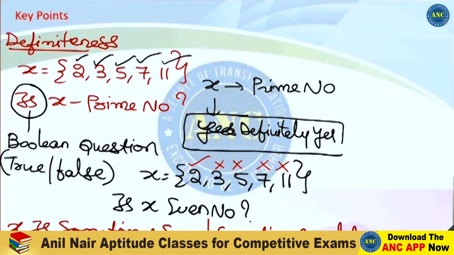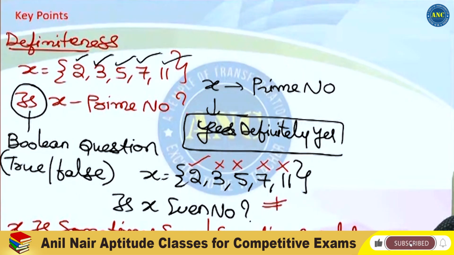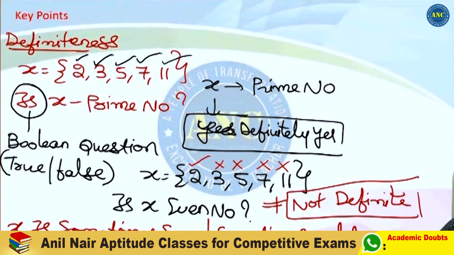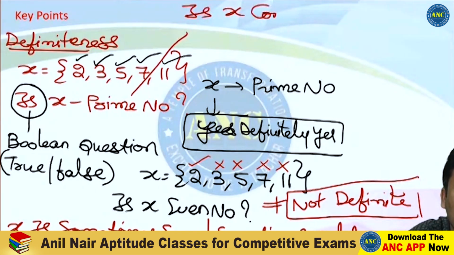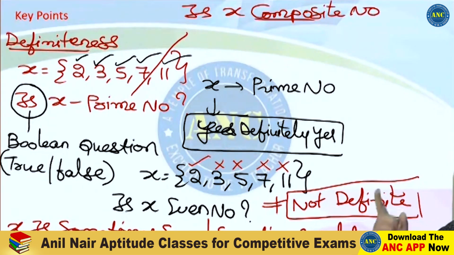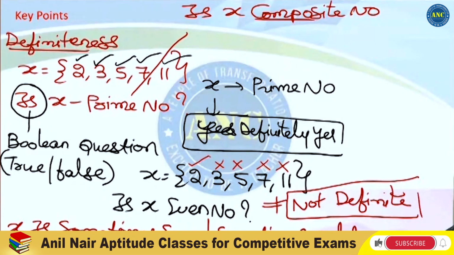Can I definitely say that every value present in x is an even number? No, these are not definite. I hope it is clear. When I say definite, every element in x should give you yes, yes, yes, or no, no, no. Even for the same question, is x a composite number? I should get a definite answer, whether it is yes or no. Yes is also an answer, no is also an answer.